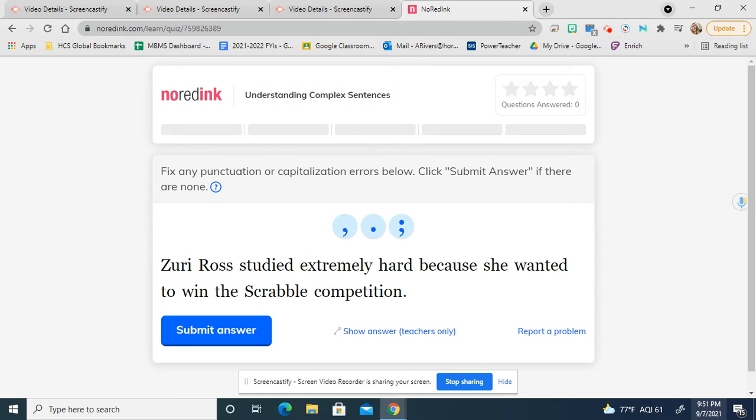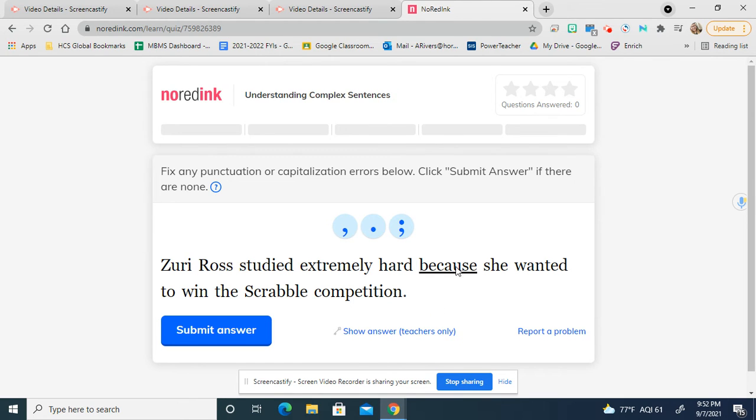When we have SWABIs at the beginning of a sentence, we have what's called a dependent clause. And we have to put a comma at the end of that dependent clause because we have to wait for more information. But when the SWABI shows up in the middle of the sentence, we already have more information, and we're going to keep going to receive the rest of the information. We don't need to pause. We're not waiting on anything. It's all together. Zuri Ross studied extremely hard because she wanted to win the Scrabble competition.